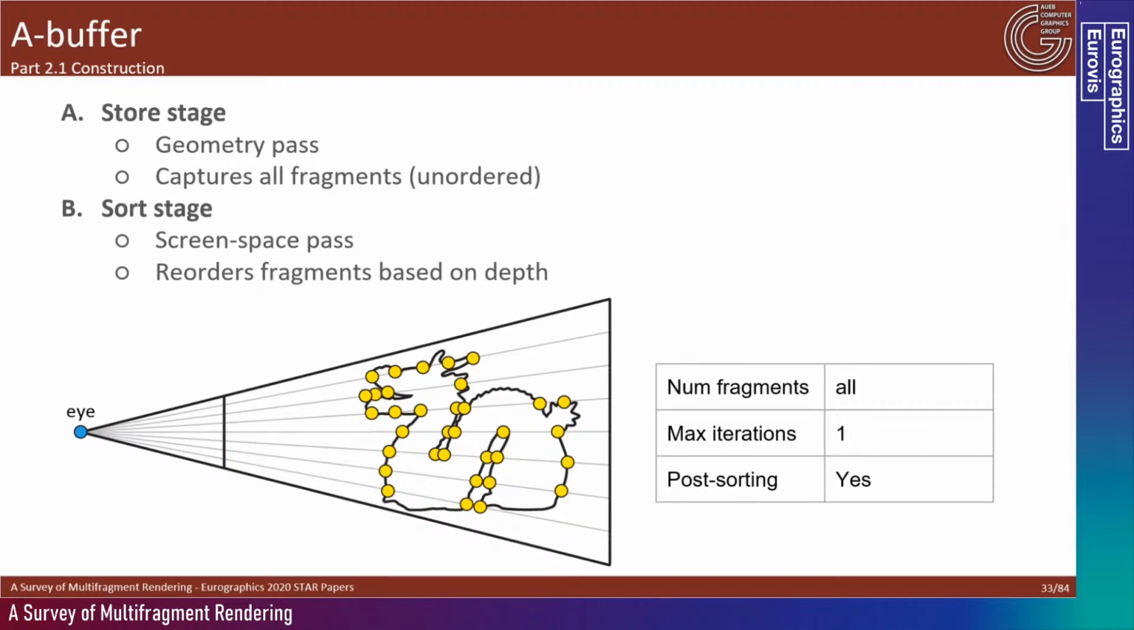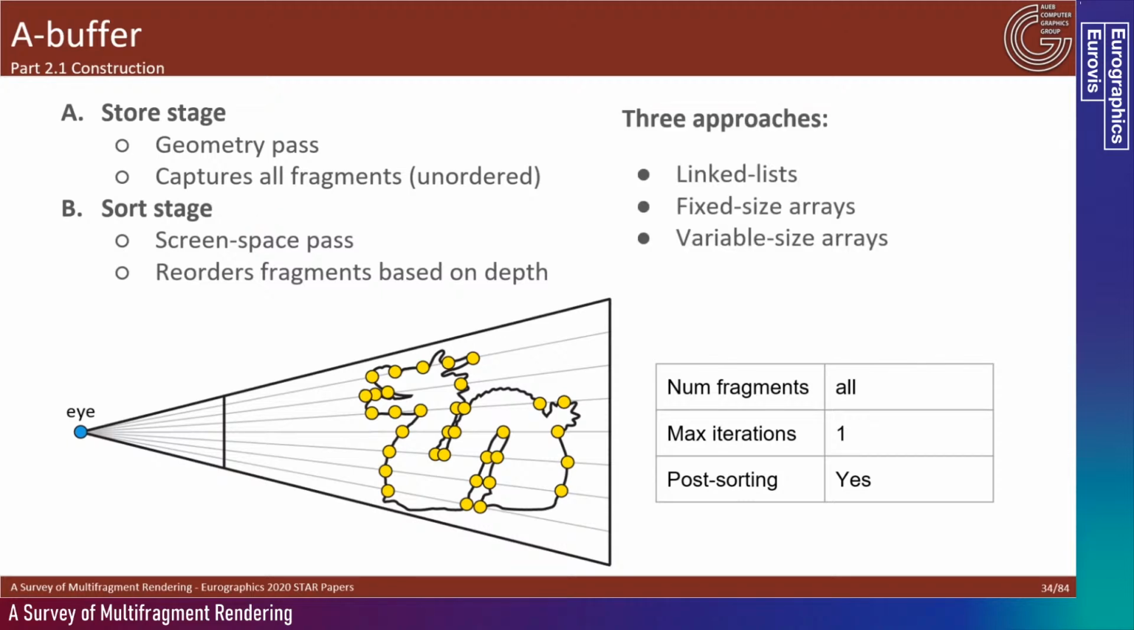Conceptually, the A-buffer construction requires two stages. First, a store stage, which is responsible for capturing all fragments in one iteration in the form of an unsorted sequence. And second, a sorting stage, where fragments are sorted according to their depth. The buffer can be typically implemented either as a linked list, or as a fixed size array, or a variable size array. These methods will be discussed next, and this will be followed by a more general discussion on A-buffer sorting.